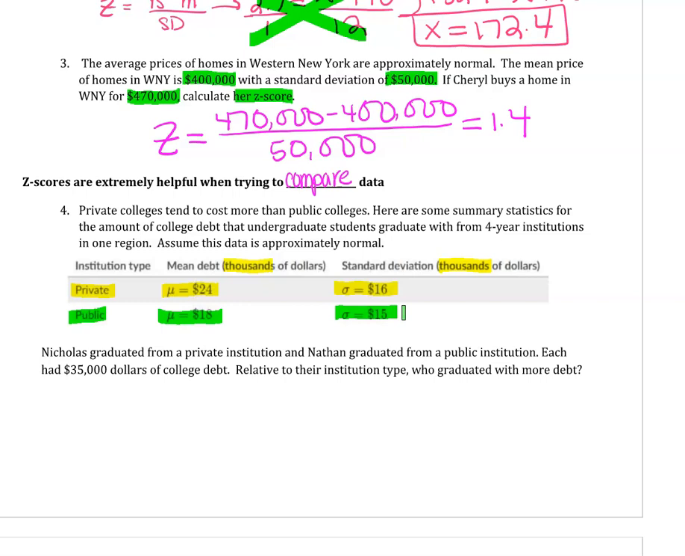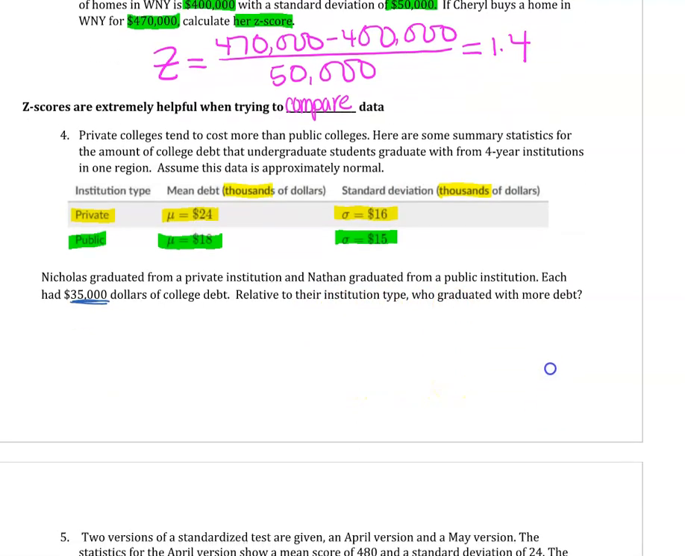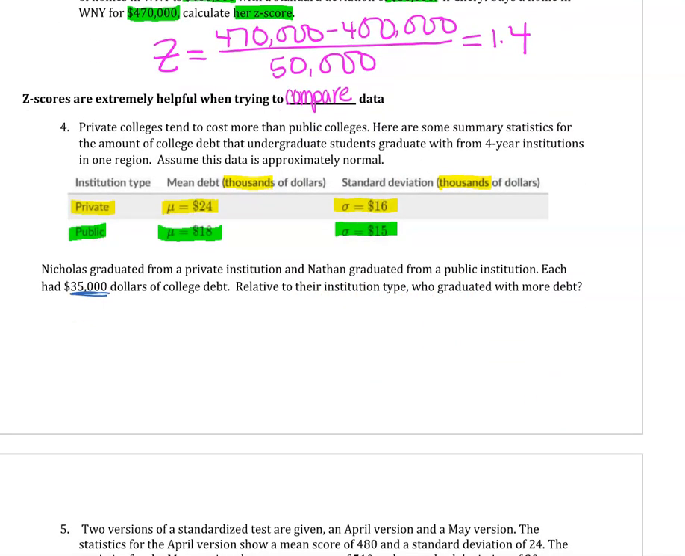All right, so Nicholas graduated from a private institution and Nathan graduated from a public institution. Each had $35,000 of college debt. Relative to their institution type, who graduated with more debt? All right, let's start with Nick because Nick was private.